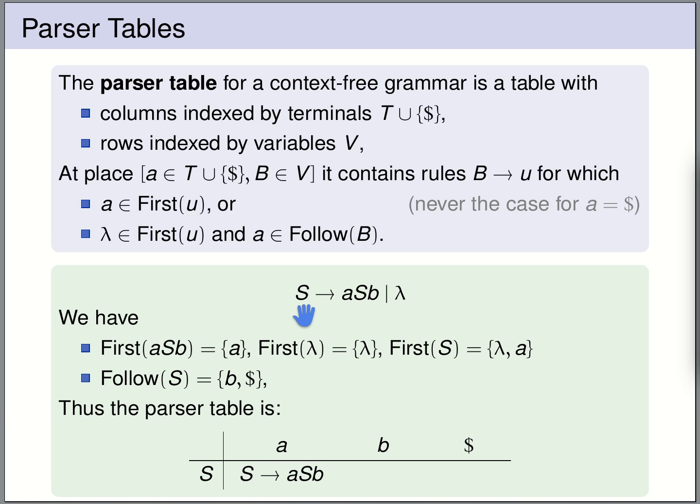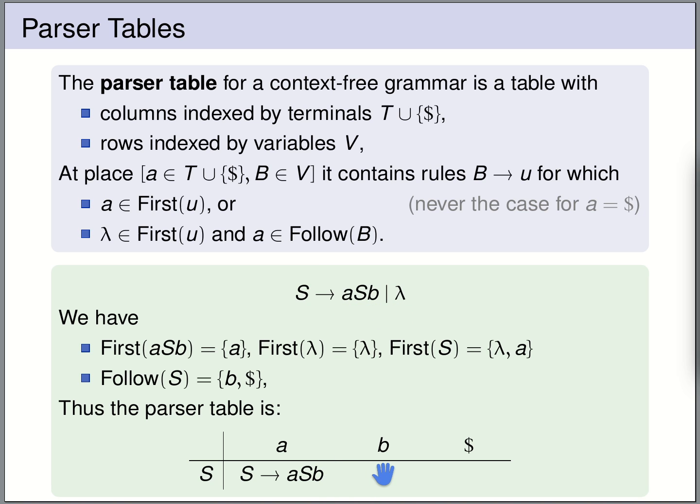Now let's have a look at the second rule, S rewrites to lambda. Should this also be in this cell? Should there be two rules in this cell? We don't have the first case, so A is not in first of lambda. Let's have a look at the second clause. Now lambda is in first of the right hand side. Lambda is in first of lambda. Is A in follow of S? A is not in follow of S. So S rewrites to lambda is not part of this cell.